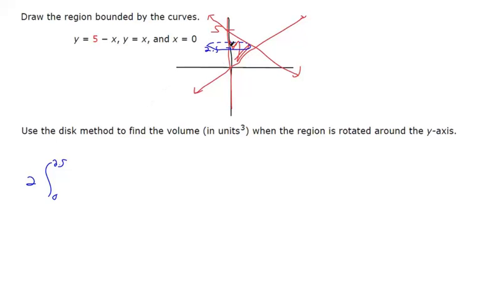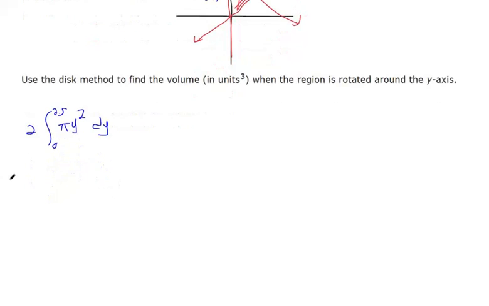And then we need to know the radius, and the radius is dictated for this bottom half by y equals x, right? So the radius, the distance from here to here on the x-axis, is always equal to y. So that's our radius. We need to square it, and it's pi r squared h for the volume of a cylinder, and h is infinitesimally small. Magic of calculus there.